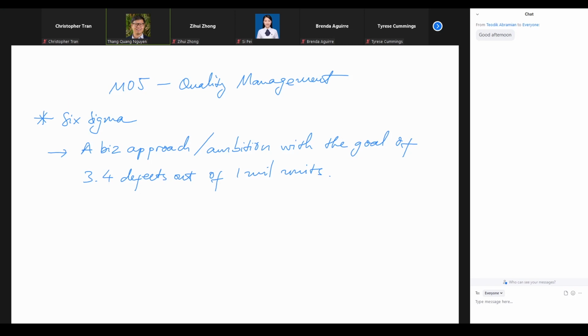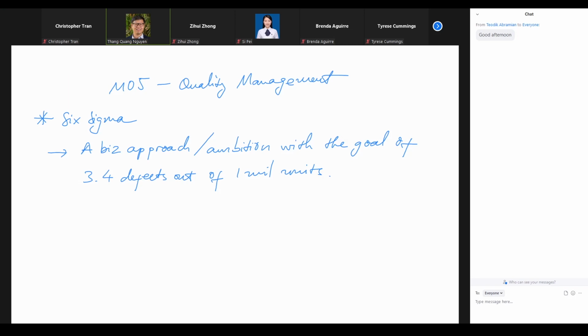And of course, it's not easy. Companies have to spend millions of dollars in their process to improve everything, so that at the end they can achieve only 3.4 defects out of 1 million units, right? So that's a very big ambition, right?